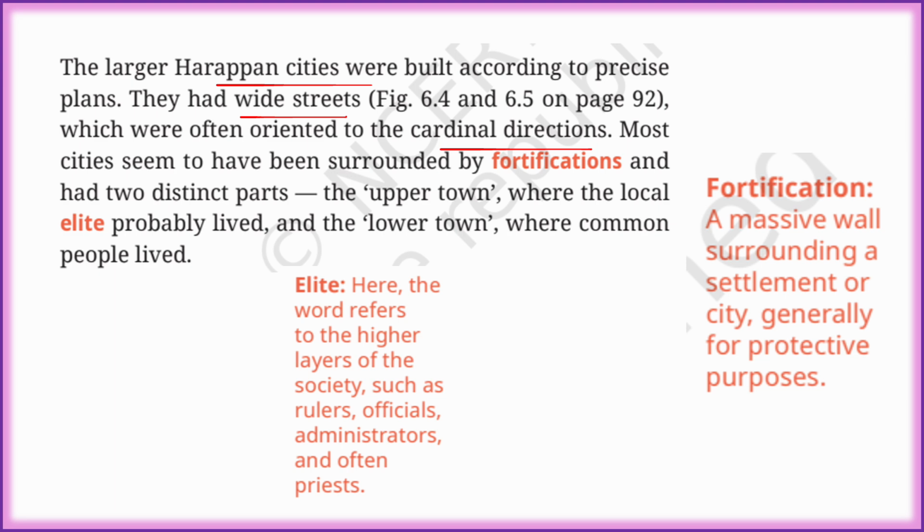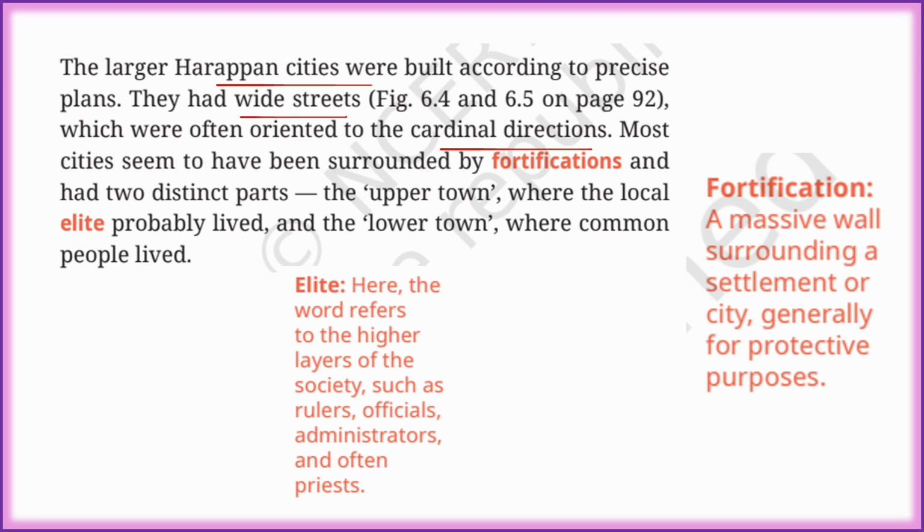Which were often oriented to the cardinal directions. That means many were built in the direction of north, south, east or west. Cardinal directions means north, south, east and west. So many of the streets were built in these directions.